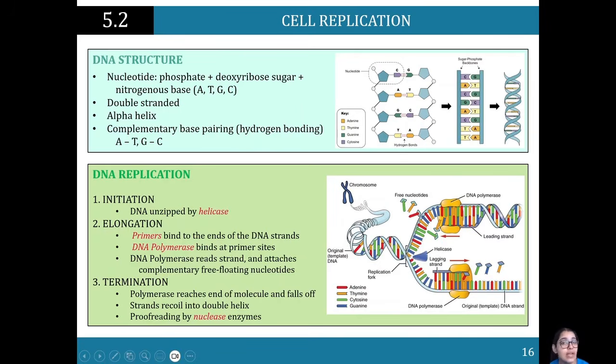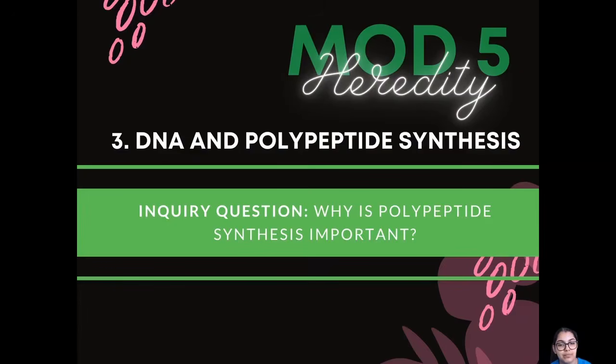Finally, we have termination. In termination, essentially what happens is that the DNA polymerase is going to reach the end of the molecule, which symbolizes that the replication has occurred. It is going to then go away. The strands are going to recoil into a double helix. Remember, they like to be protected. They like to be sheltered, so they're going to recoil again. And then we're going to have a process called proofreading occur. This is where nuclease enzymes are going to come in and proofread what has been done to make sure that there are no errors in this process. And that is cell replication.